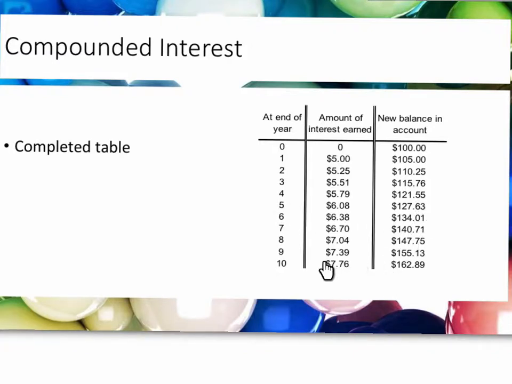And now look at, after 10 years, you put in $100 into your savings account. After 10 years, you now have $162.89. So you made a $62.89 increase over 10 years. And this money right here is that free money.